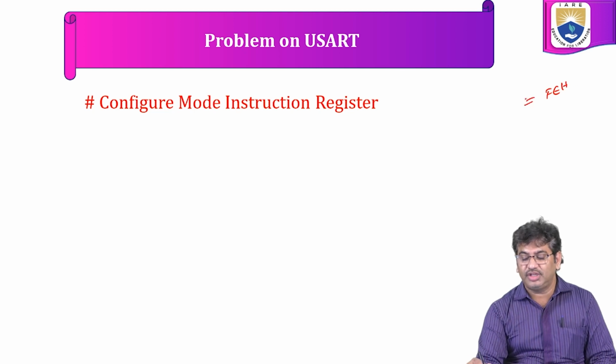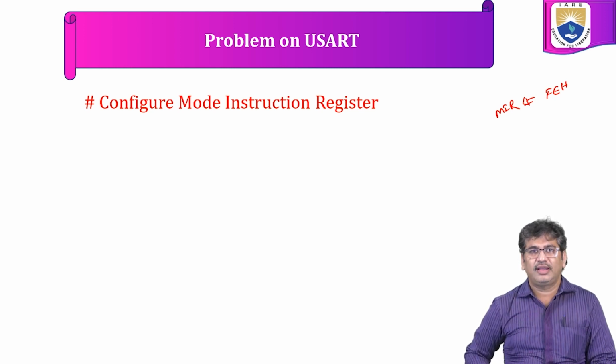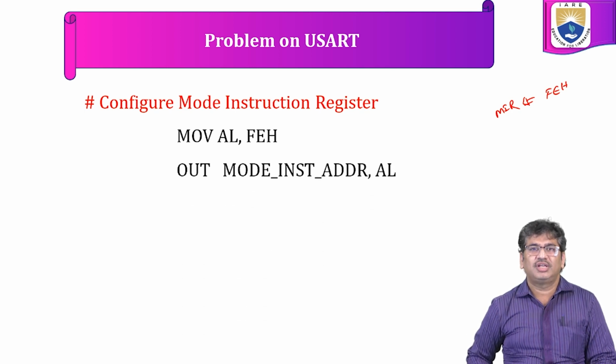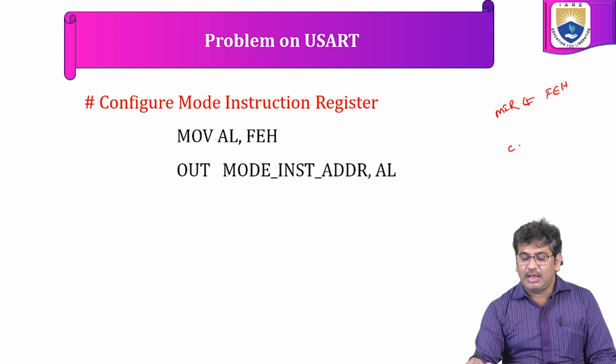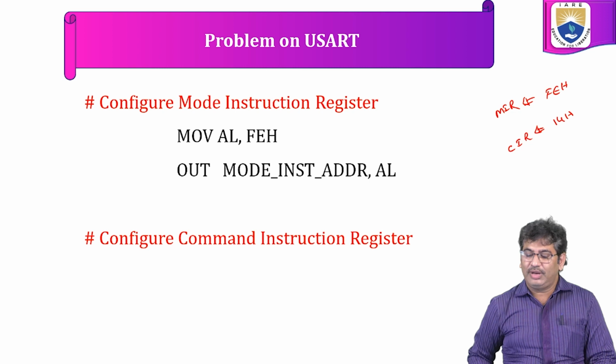For loading FEH into the mode instruction register, FE first we will load into the AL register. So MOV AL, FEH. This AL content we want to load into the mode instruction register by using the OUT instruction. So OUT mode instruction address, AL. The next one is we have to configure the command instruction register with the value of 14H. So for loading into the command instruction register, first we will place the 14H into the AL register by using the move instruction.